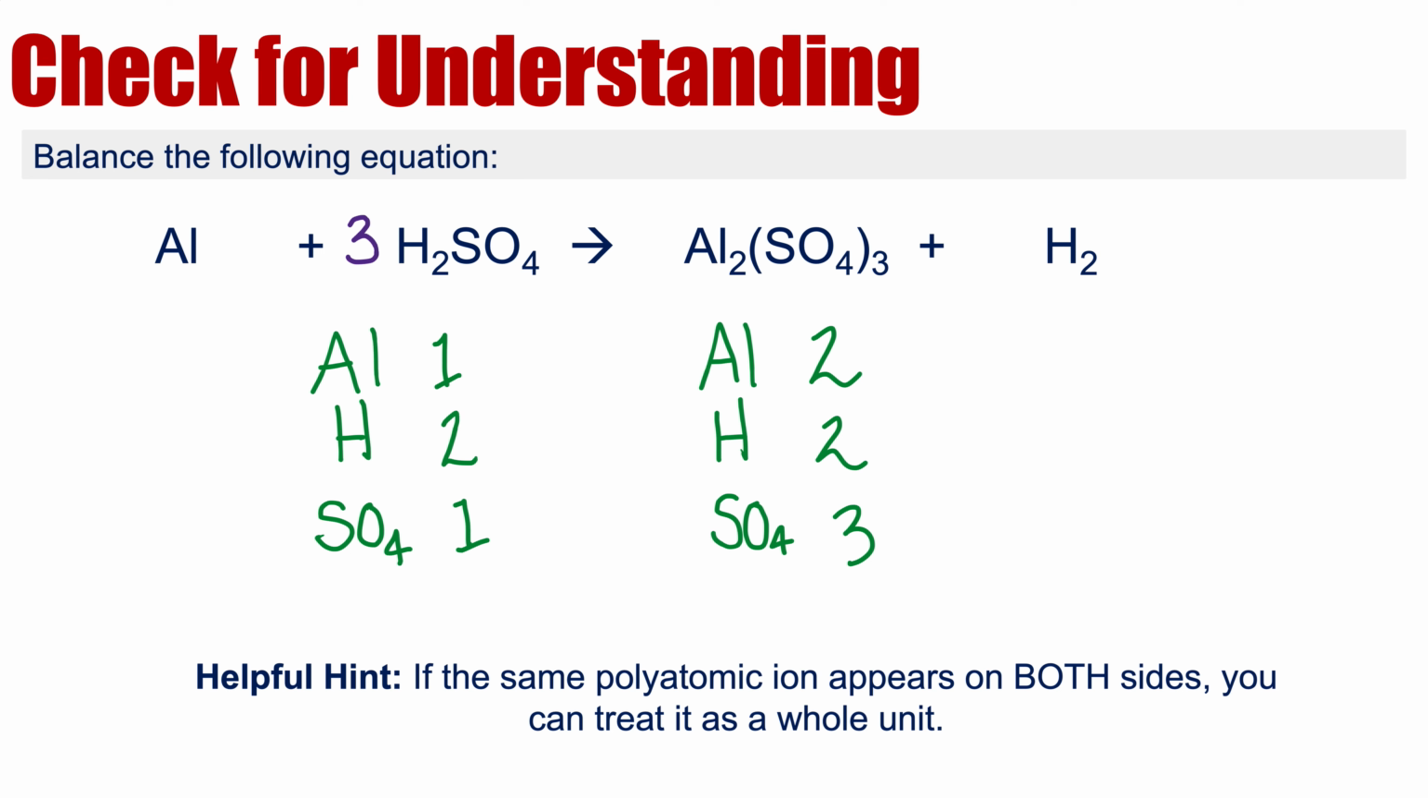Let's say I go through and I place a 3 to try to start to balance the number of sulfates. That now brings the number of sulfates up to 3, but now that also affected the number of hydrogens. Now I have 6 on the reactant side. So now if I go through and I place a 3 in front of hydrogen on the product side, that brings the number of hydrogens up to 6. The only thing left for me to do is place a 2 in front of aluminum, and now I have a balanced equation. So this method only works when the same exact polyatomic ion appears on both sides.